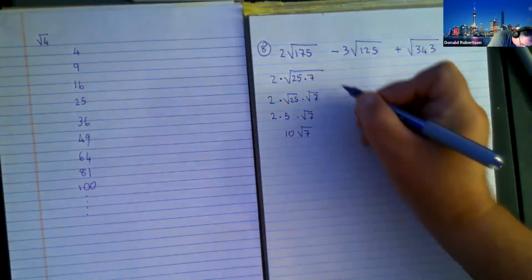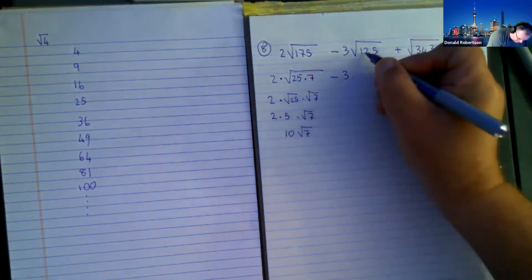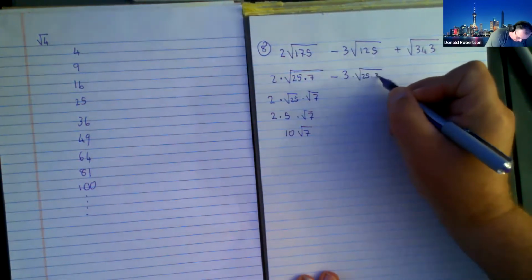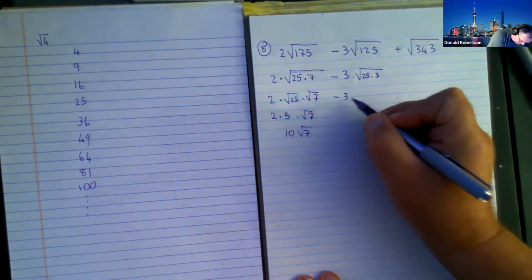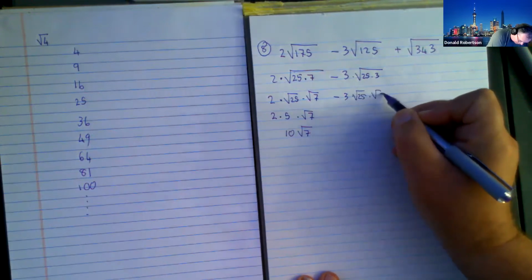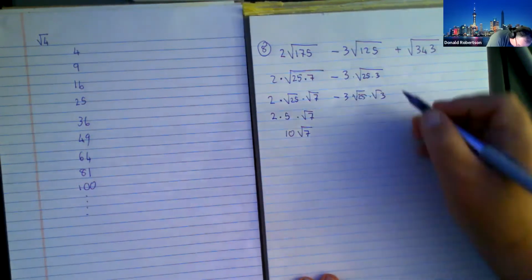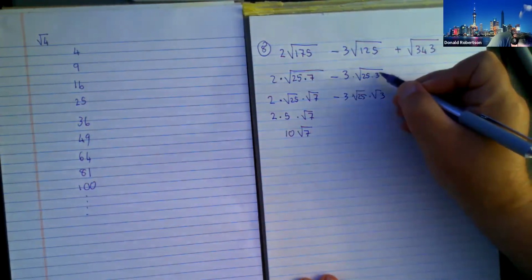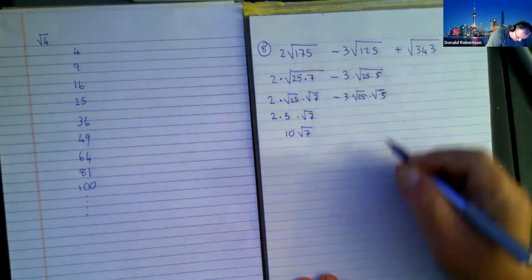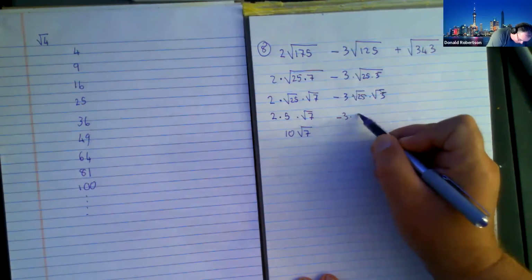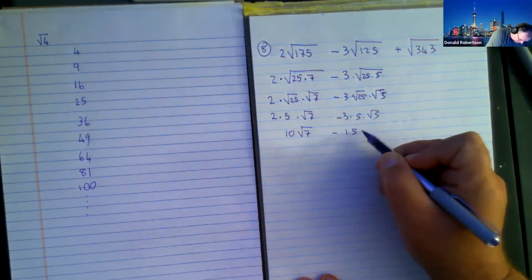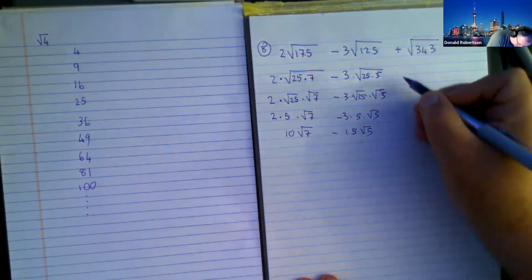Let's do the middle one. This guy gets me 25 times 5. So let's take away 3 times square root of 25 times the square root of 5. And I said 3, let's check that out. Should be 5. There, that's better. And that's -3 times 5 times the square root of 5. So that's negative 15 square root of 5's.